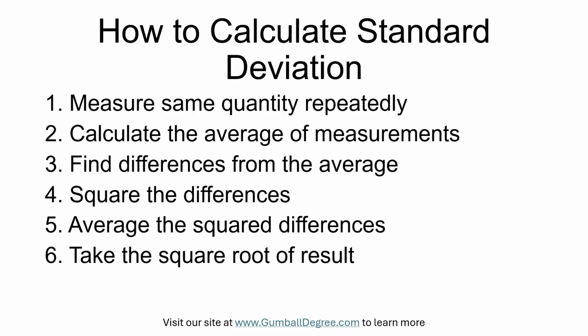This process gives a single number that represents the typical size of random variations in repeated measurements, which chemists use to report uncertainty. It helps you know whether differences between results matter or are just random noise.